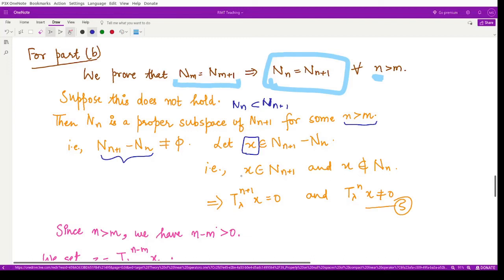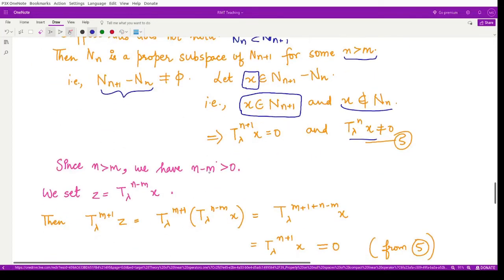If this x is there in the null space of N(n+1), what does that mean? It means (T-λ)^(n+1) applied onto x is equal to 0, and according to this definition we have this thing. Let us mark this as equation number 5. Now we know the index n is greater than m here, so n minus m is a positive quantity. So let's take (T-λ)^(n-m) x as z. So we are setting this, you'll see why. When you apply (T-λ)^(m+1) onto this z, let's see what you have. Just substitute the value of z.